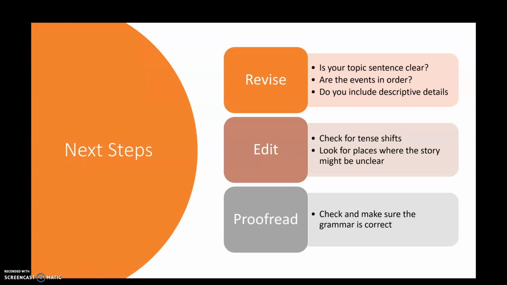Then in editing, you will especially want to look for tense shifts. It's easy to switch between past and present tense in narratives, and you want to make sure those are consistent. Otherwise, it can be really confusing. And you also want to look for any places where the story might be unclear, where you know what's happened, but maybe it's not clear for the reader. So go back and look for those because they're really easy to do. And then finally, proofread to make sure that the grammar is correct.